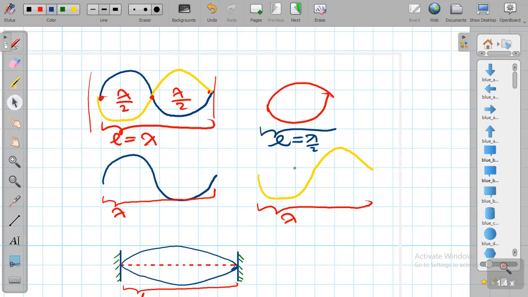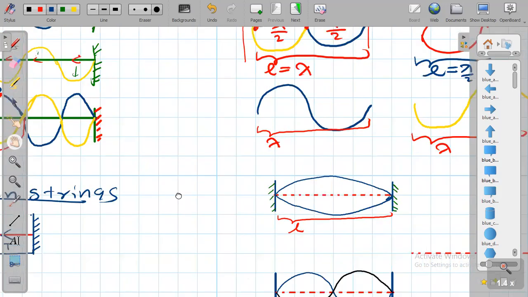Now let me rejoin this one and show you. See, now it may look like a very weird shape, like two loops, but when you detach them, you can see it's none other than the wavelength.